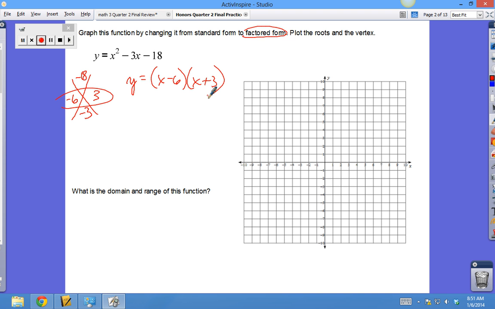once it is in factored form, it's pretty easy to plot the roots. Okay, your roots are your x-intercepts. It's where your parabola is going to cross the x-axis. So your roots are going to happen on this x number line. You're not going to go up or down on the y. So your y is going to be 0.